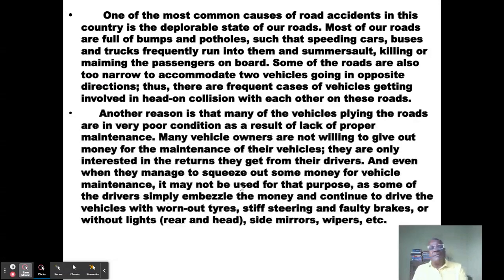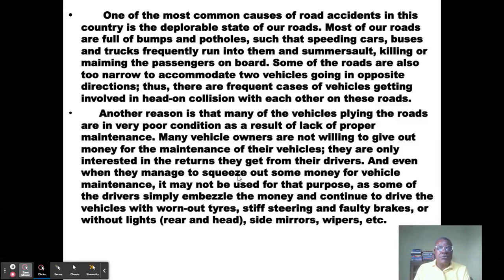Then let's go to the next paragraph. That's paragraph 3, and we are discussing point 2 from our outline, and that is lack of vehicle maintenance. So here is how we do that. Another reason is that many of the vehicles plying the roads are in very poor condition as a result of lack of proper maintenance. Many vehicle owners are not willing to give out money for the maintenance of their vehicles. They are only interested in the returns they get from their drivers.